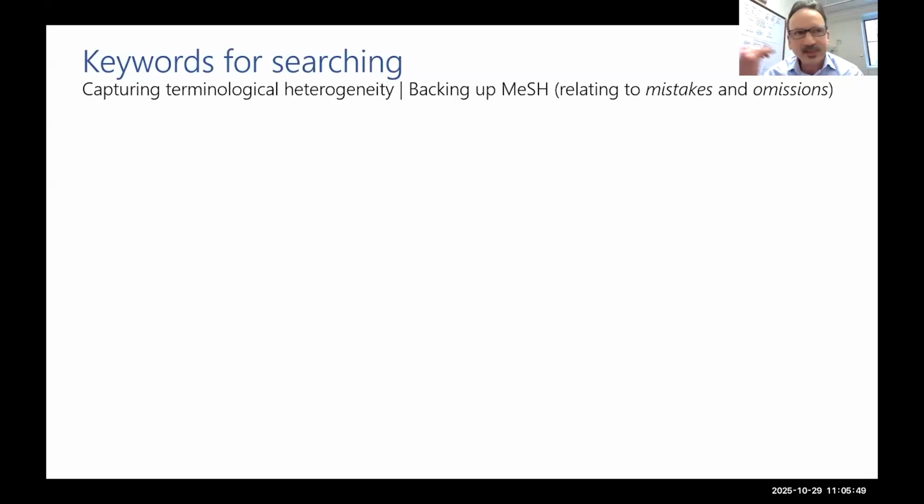So keywords can be thought of as backups, and really critical backups, as we'll see in a second when we look at what is found by keywords versus MeSH terms. They're backups to MeSH terms to make sure that you're including all those papers that don't have MeSH terms, and you're including all those papers that maybe should have those MeSH terms but don't for whatever reason.